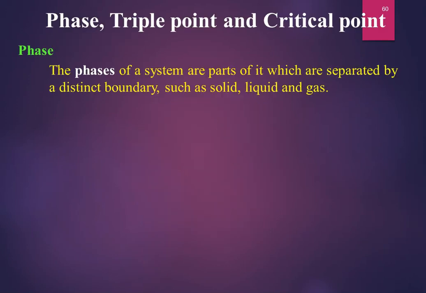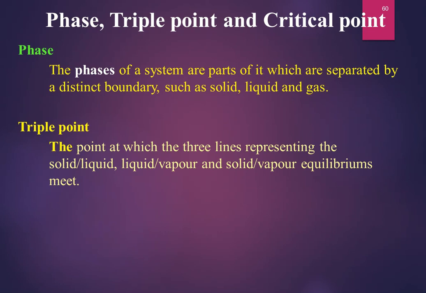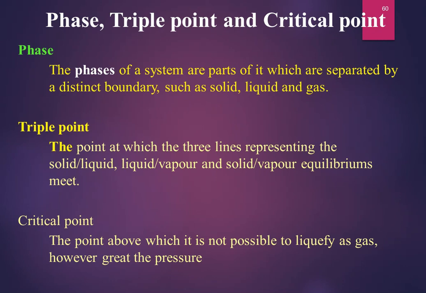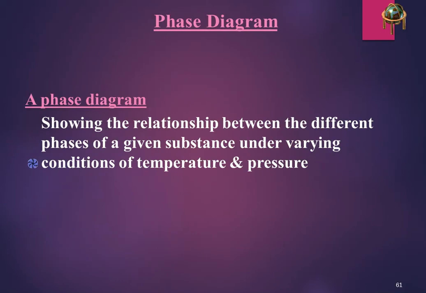Phase, triple point and critical point. Phase. The phases of a system are parts of it which are separated by a distinct boundary such as solid, liquid and gas. Triple point. The point at which the three lines representing the solid-liquid, liquid-vapor and solid-vapor equilibria meet. Critical point. The point above which it is not possible to liquefy a gas, however great the pressure. Phase diagram. A phase diagram shows the relationship between the different phases of a given substance under varying conditions of temperature and pressure.